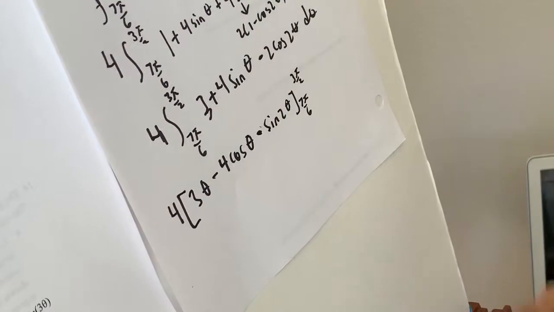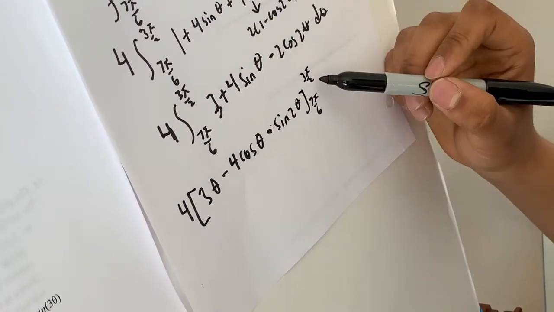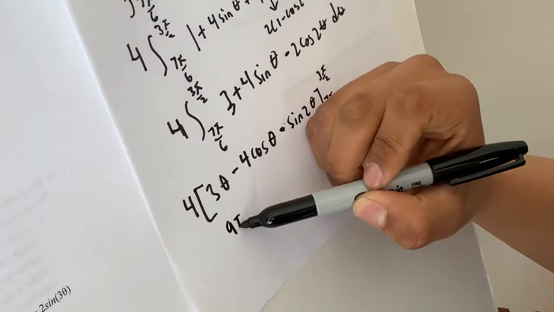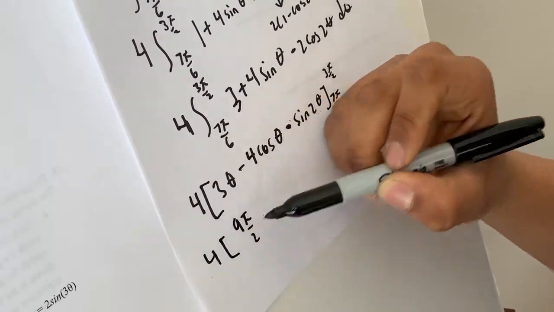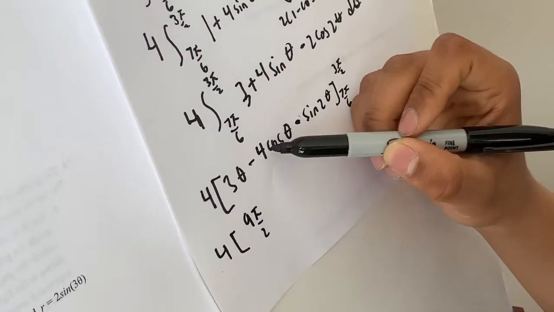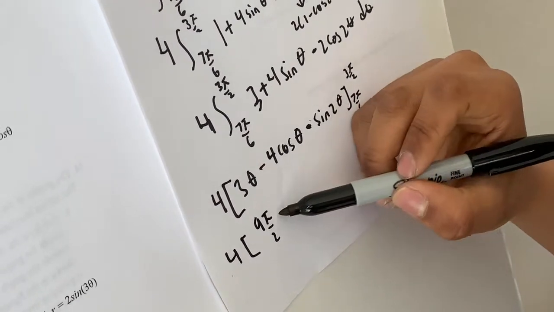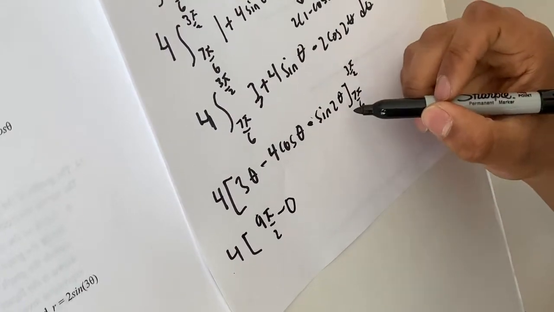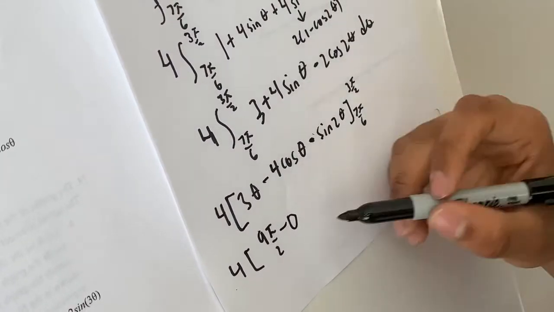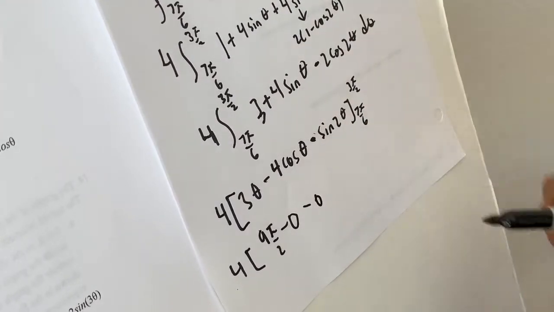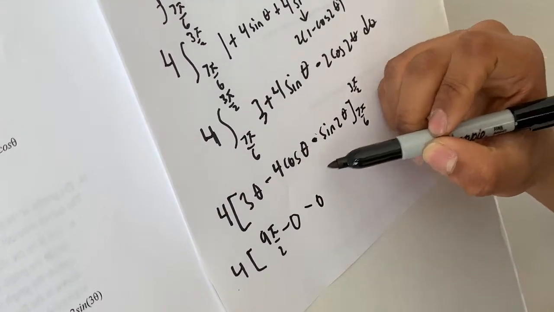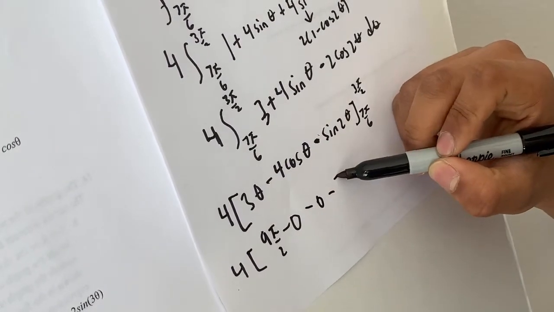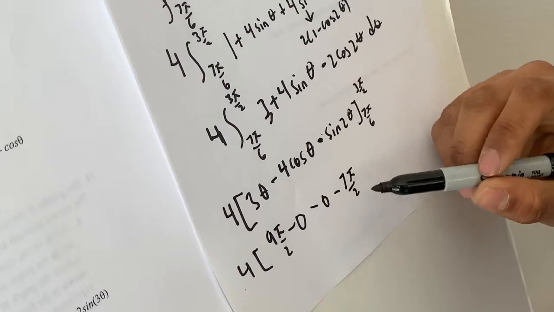So what we're going to do here is substitute 3 pi over 2 in. For this, that's going to be 9 pi over 2. It's minus 4 times... cosine of 3 pi over 2 is 0, so it's minus 0. Sine of 3 pi, since there's a 2 coefficient there, will also be 0. Then minus, for the 7 pi over 6, minus 7 pi over 2.